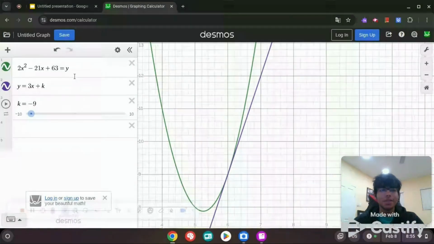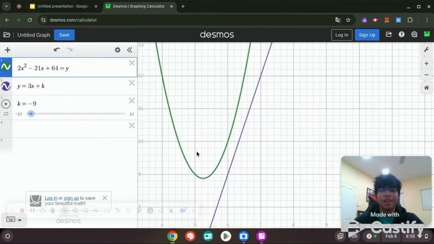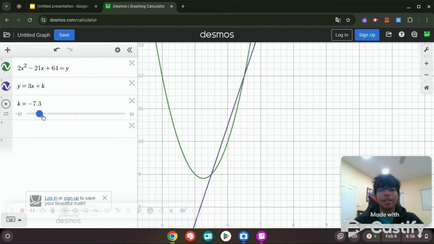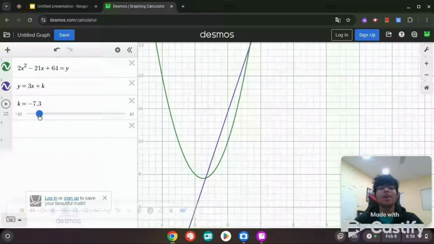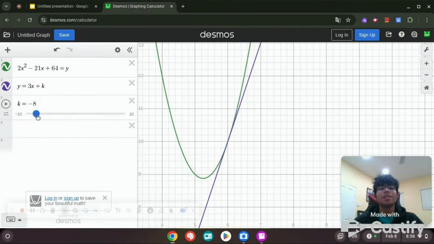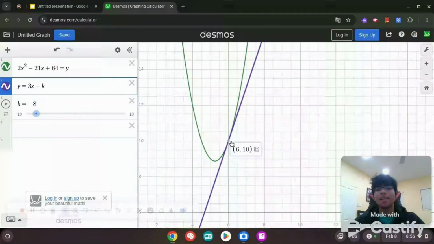Oh wait, this is supposed to be 94 or 64. Yeah, so negative 9 is a bit off. Negative 6.5 is a bit off. It seems like negative 8 is where it actually hits. And if we click it right now, we see that we only get one gray dot, which means that there's only one point of intersection.